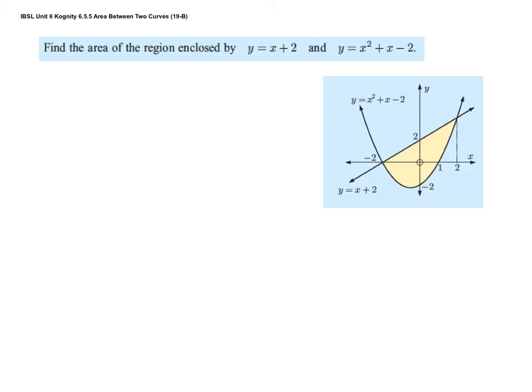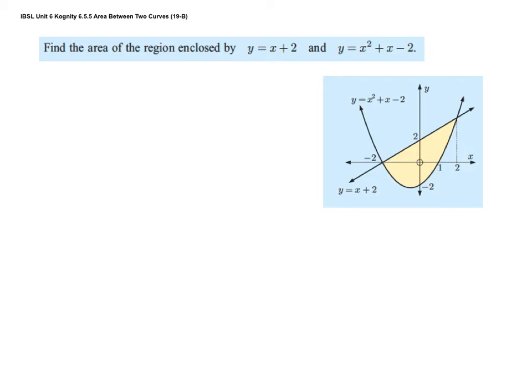So let's try an example of this. Here we're given a diagram, and they actually label on the diagram where the intersection points are. But let's say we didn't have that. How would we find those intersection points? Make them equal to each other. Yeah, we want the intersection of the two together, so we'll make them equal to each other.